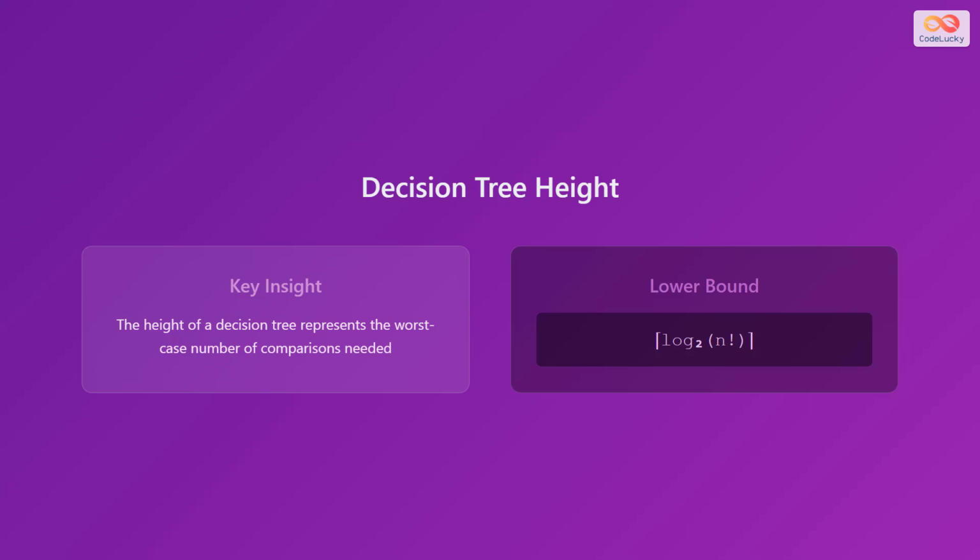The height of a decision tree represents the worst-case number of comparisons needed to reach a decision. The lower bound for the height of a decision tree is ceiling of log base 2 of n factorial.